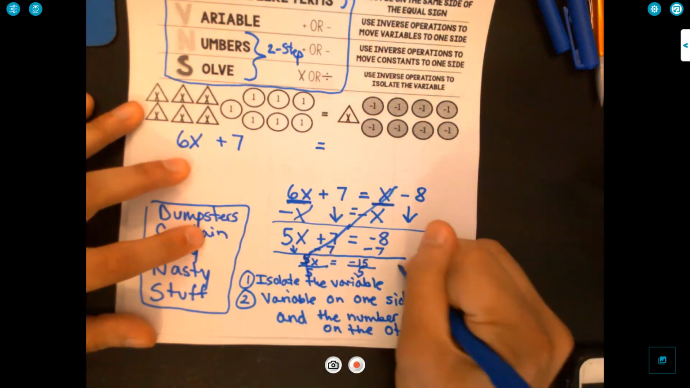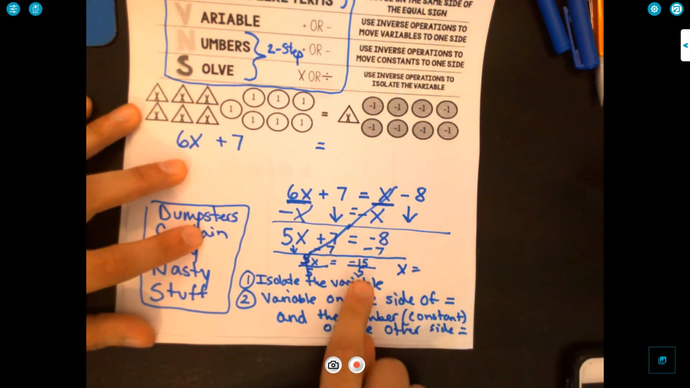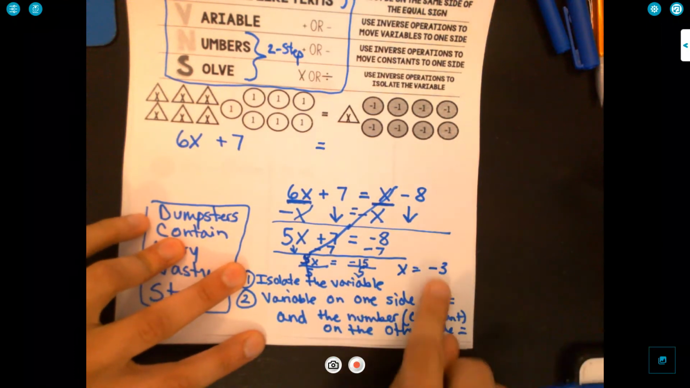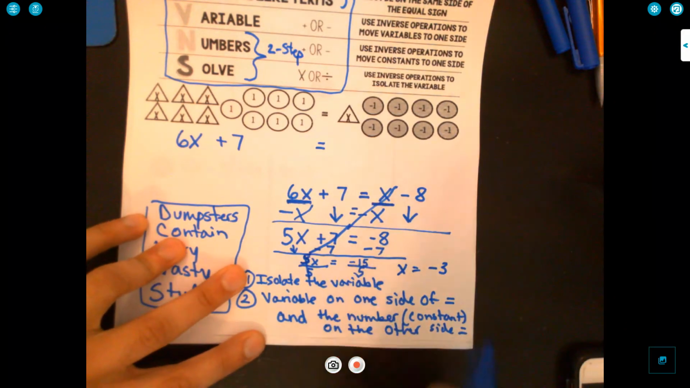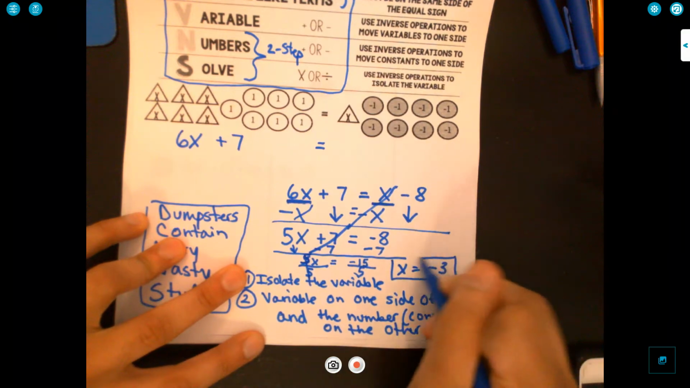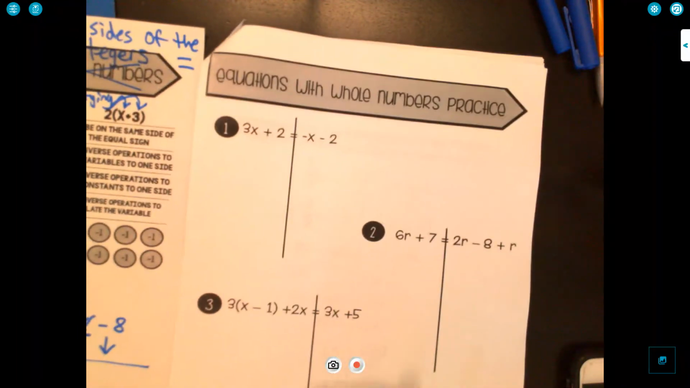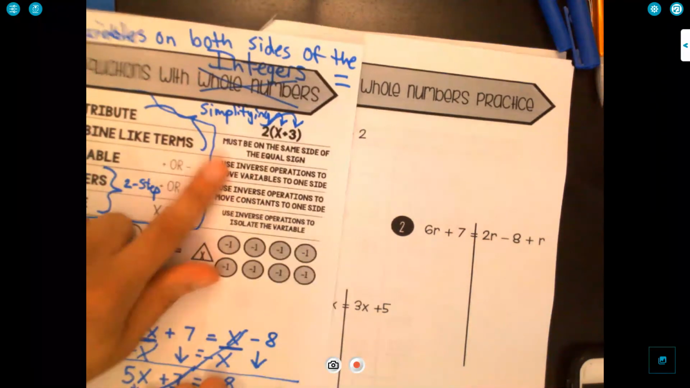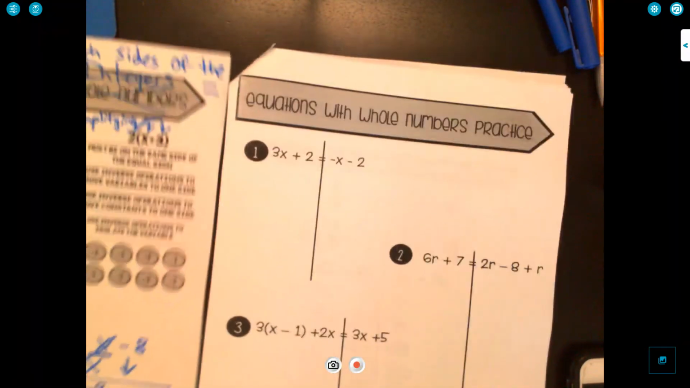So that cancels out. We get x is equal to negative 15 divided by 5, which comes out to negative 3, because negative 3 times 5 is negative 15. All right, so this one's equal to x equals negative 3. I'm going to go ahead and go to the practice ones. I'm going to keep these handy so that way I know.